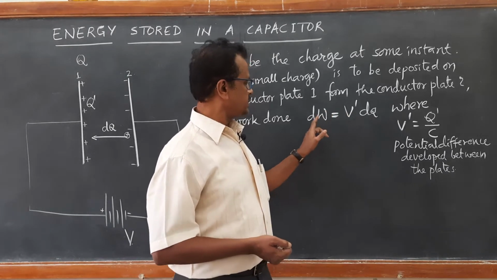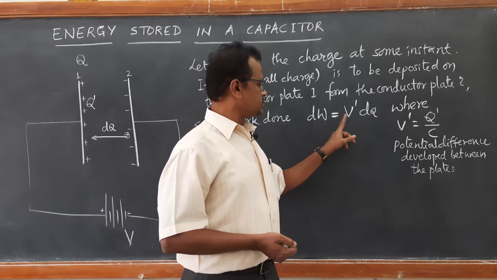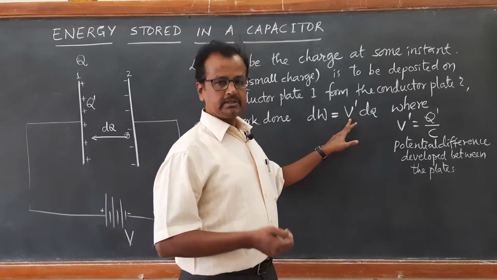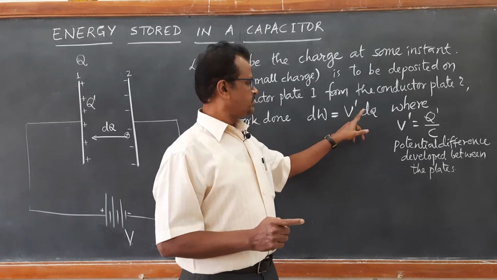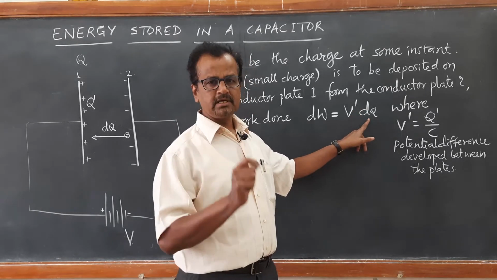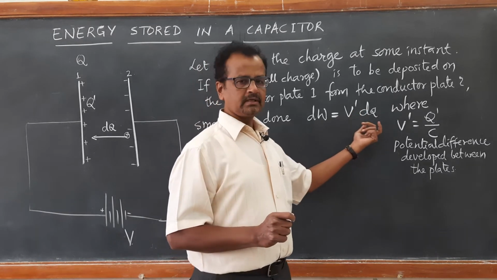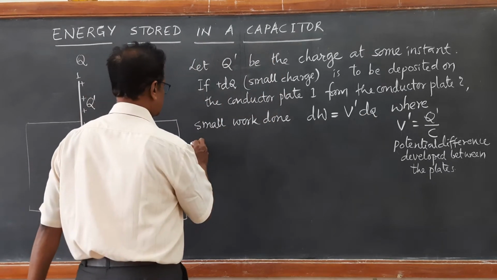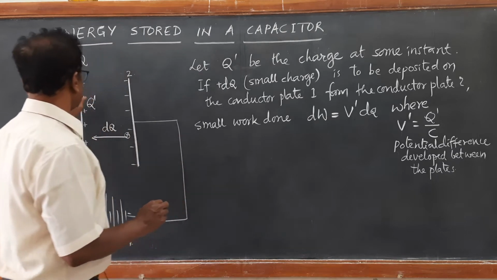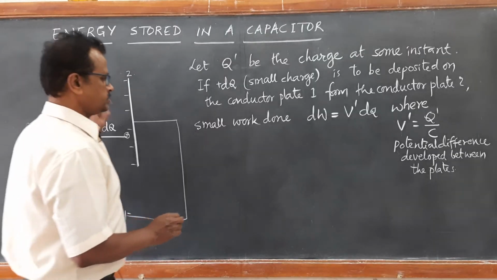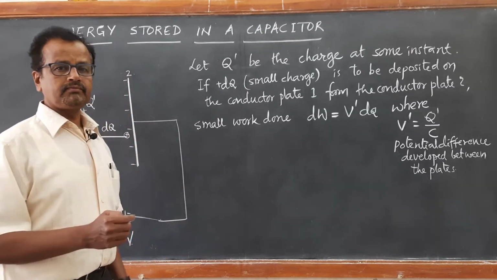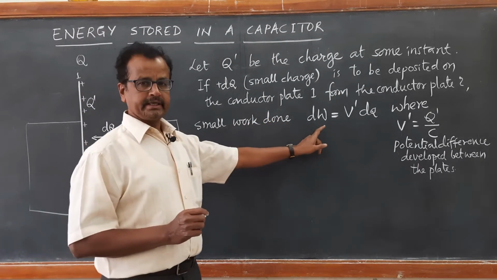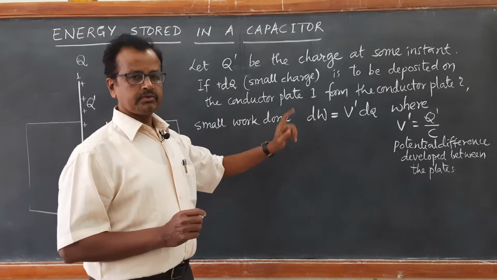How much work has to be done? That is given by dW is equal to v dash into dq. So I have told you work done per unit charge is v dash multiplied by small amount of charge dq gives us small amount of work done for dq amount of charge. Now, for total charge q to be stored, we need to calculate total amount of work done from 0 to q. So there we have to integrate from 0 to q.